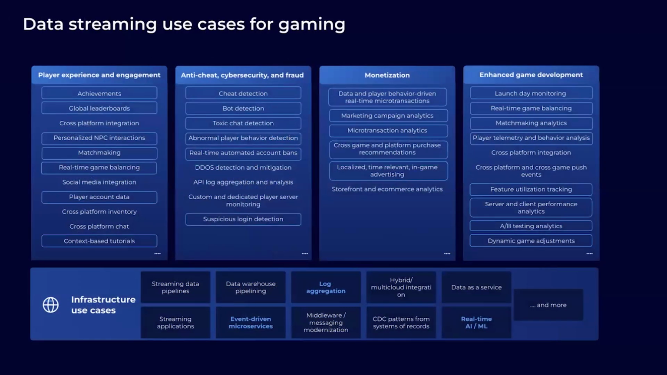So this is a bit of an eye chart, this one, so I'm not going to read out the whole thing. I won't do that to any of you. I know my eyes have degraded with years of gaming. But when you look at some of the big infrastructure use cases, log aggregation, event-driven microservices, and of course, real-time AI ML, a data streaming platform can help you with all of these, right?